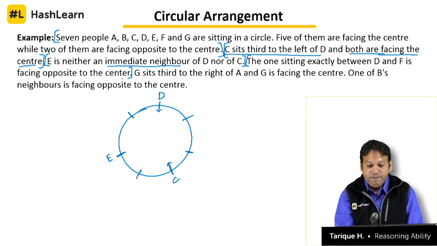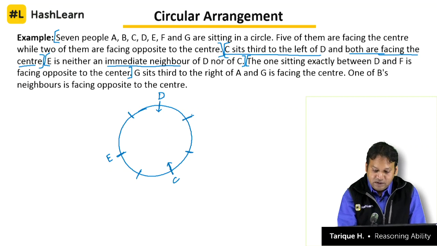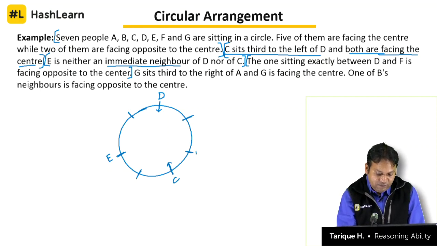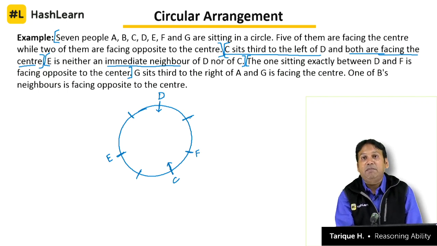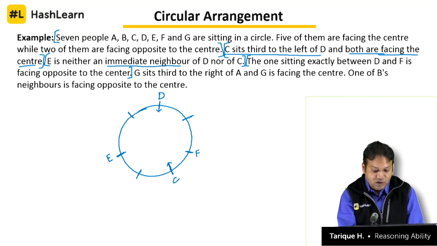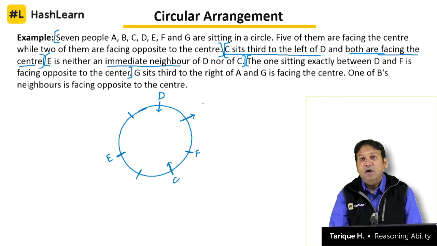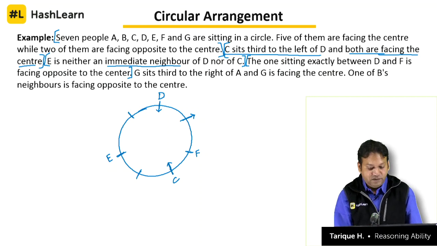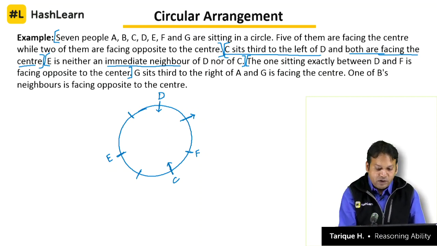which means F is not next to D, and there's only one person between D and F, the one person sitting exactly between D and F. So if D is here, F can be here, and this will be the person exactly in between D and F, and this person is facing opposite to the center. Let's say this person is facing opposite to the center. Who is that person? We don't know. Which side is F facing? That also we don't know. Clear? So we have to still find out these things.